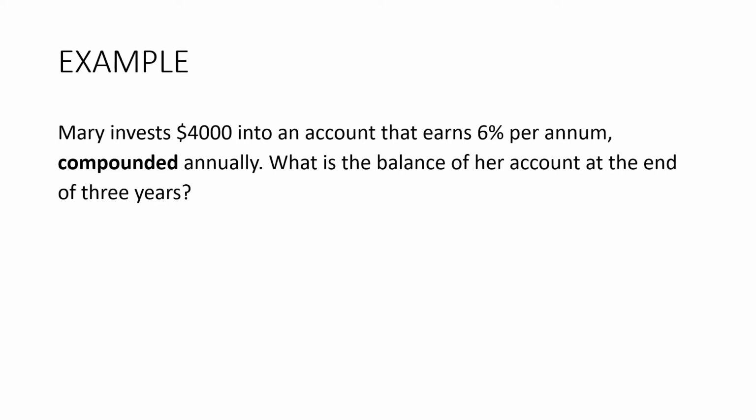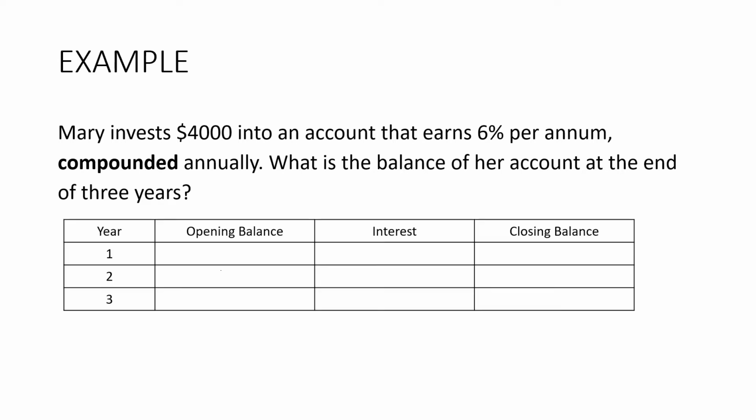Here's an example. Mary invests $4,000 into an account that earns 6% per annum. It's compounded annually, and we're going to talk about what that means in a minute. What is the balance of her account at the end of 3 years? All right, we're going to set this up in a table. So I've got the year, we've got our opening balance, we're going to calculate the interest, and we're going to find the closing balance. So she starts off with $4,000.